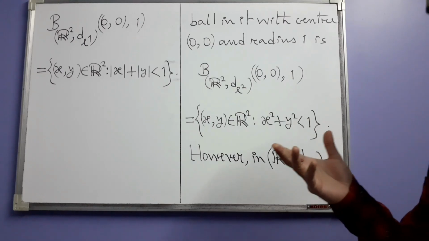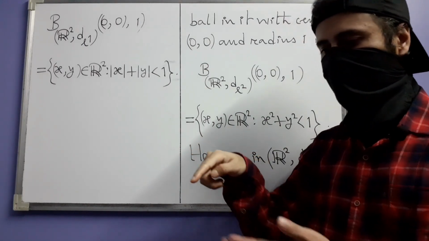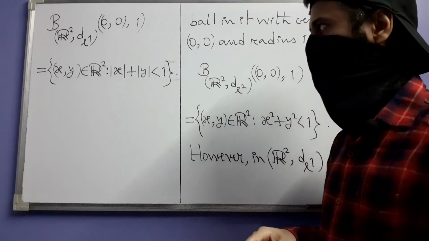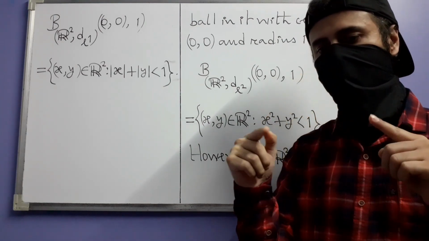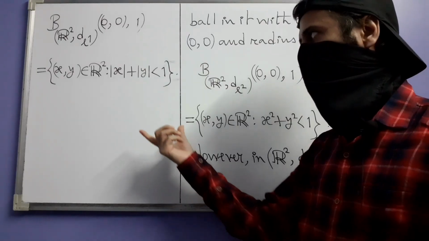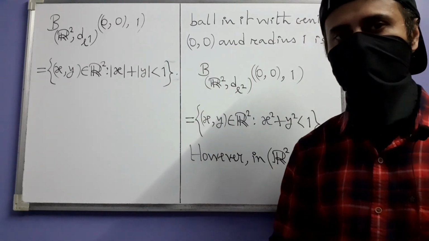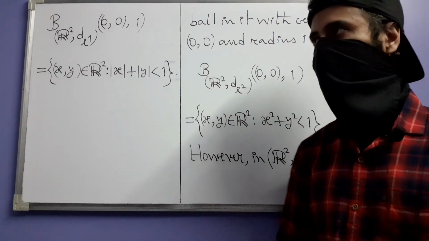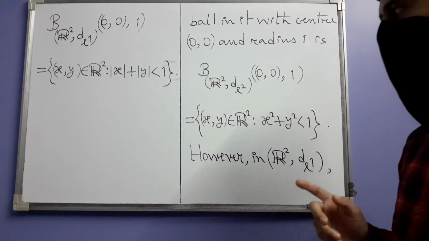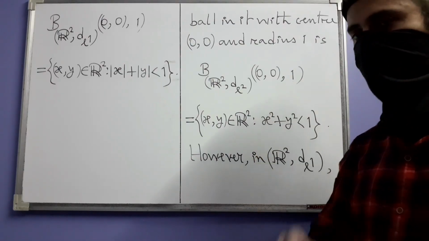So here geometrically also the region changes. It is no longer the interior of a circle, but the interior of a diamond shaped region. I ask you to graph this and see for yourself what region you get. And next we are also going to consider the discrete metric on R2, and let's see what happens to the ball.